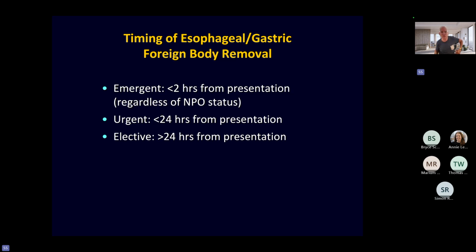So the timing of esophageal and gastric foreign body removal: emergent is less than 2 hours from presentation, regardless of NPO status. Again, that would be the button battery. If the button battery is there and the patient has eaten, you still want to get it out, and you may have to go in with a nasogastric tube first and empty the stomach. But that's something that's got to come out. If it's urgent, less than 24 hours from presentation. Elective would be greater than 24 hours from presentation.